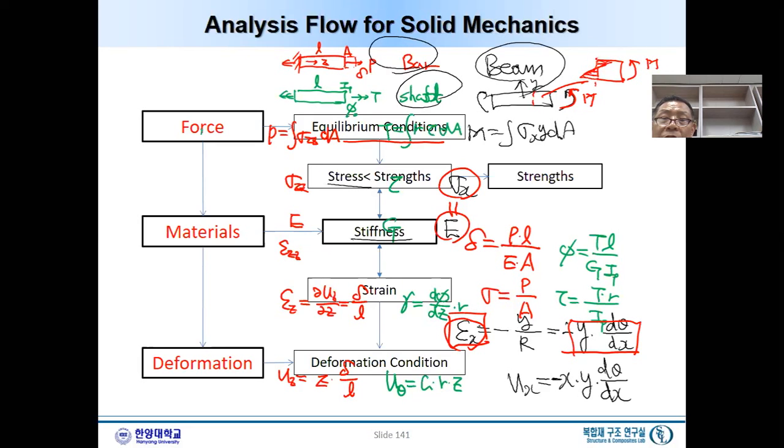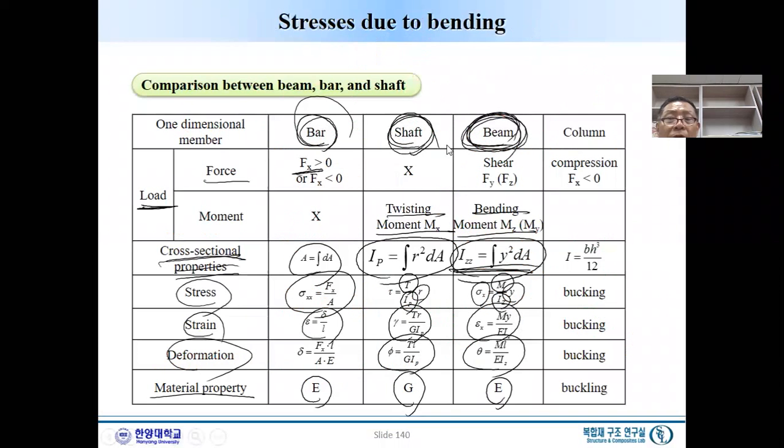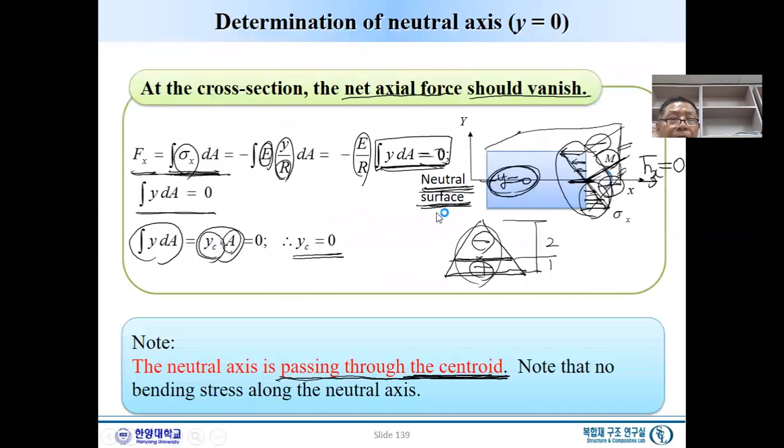And this stress, simply by definition, the moment due to this stress distribution is sigma x times y. Sigma x times dA is what? That is the force, and y is the arm for the moment, and we have a moment. Okay, that was explained in here.